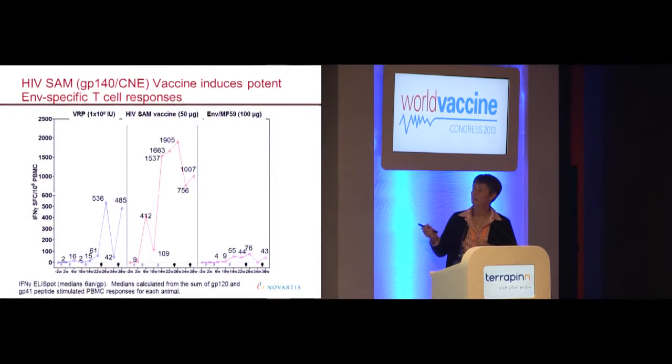And as you can see, in the HIV SAM vaccine group, we had very elevated frequencies of interferon gamma secreting cells, much more than in the MF59 adjuvanted groups, and also stronger than in the VRP immunized groups. So this is all data in non-human primate and promising data that is encouraging us to move forward and to bring that technology to humans.